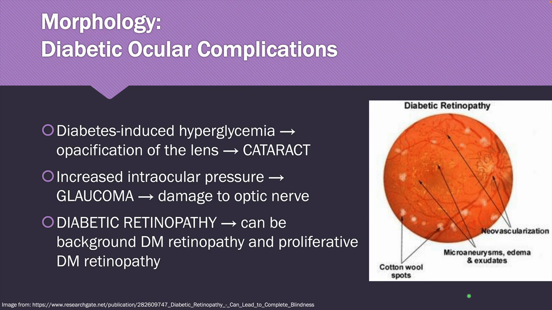You can have glaucoma due to increased intraocular pressure, and if that is left alone, that may cause damage to your optic nerve. And then here on the right, this is an example of a retina with DM retinopathy. This is explained more in the chapter on the eye, but what I'm going to tell you is the prominent features in diabetic retinopathy would have to be neovascularization, microaneurysms, edema, and exudates, as we have seen earlier when we were trying to explain the mechanisms behind the chronic complications.